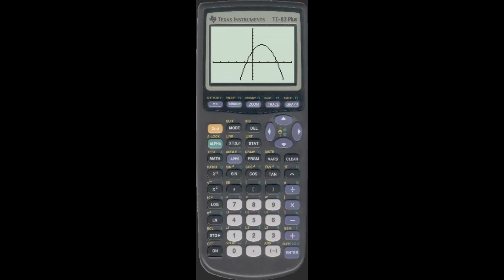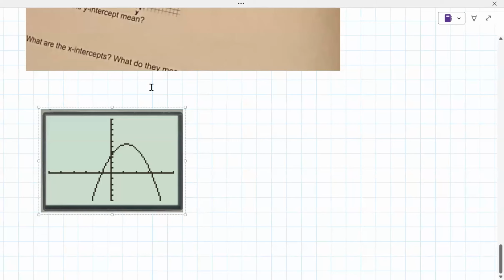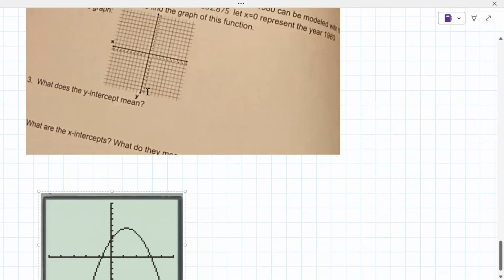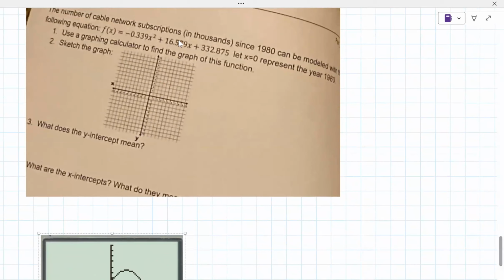So then, sketch it, I guess. Yes, sketching is the first thing. On your paper though, because it's a physical situation, you really only care about from zero to whenever it hits. Let x equals 0 represent that.